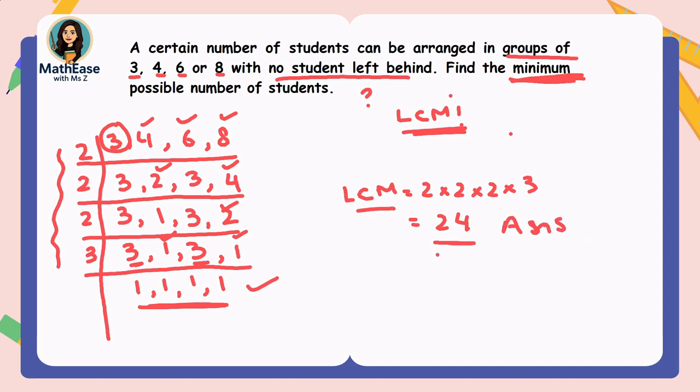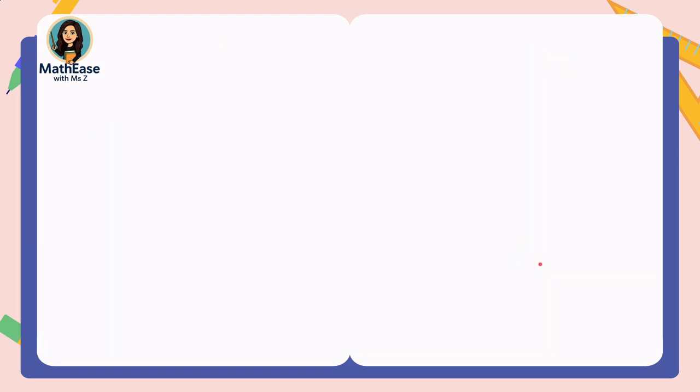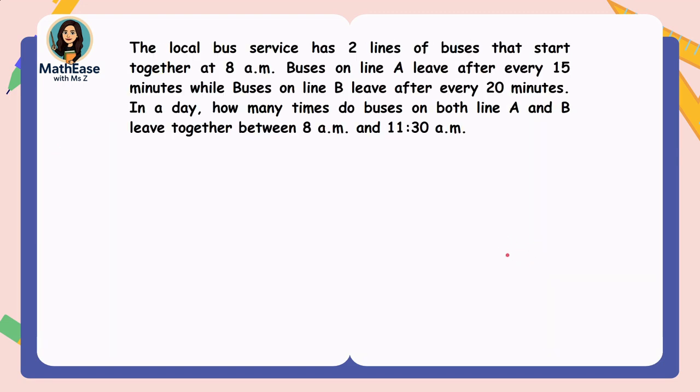And if you think about it, this actually makes sense. If there were 24 students, we could easily make groups of 3, 4, 6, and 8, since 24 can be divided by all of these numbers. Now let's move on to our next example, which will explain the concept of schedules in LCM.